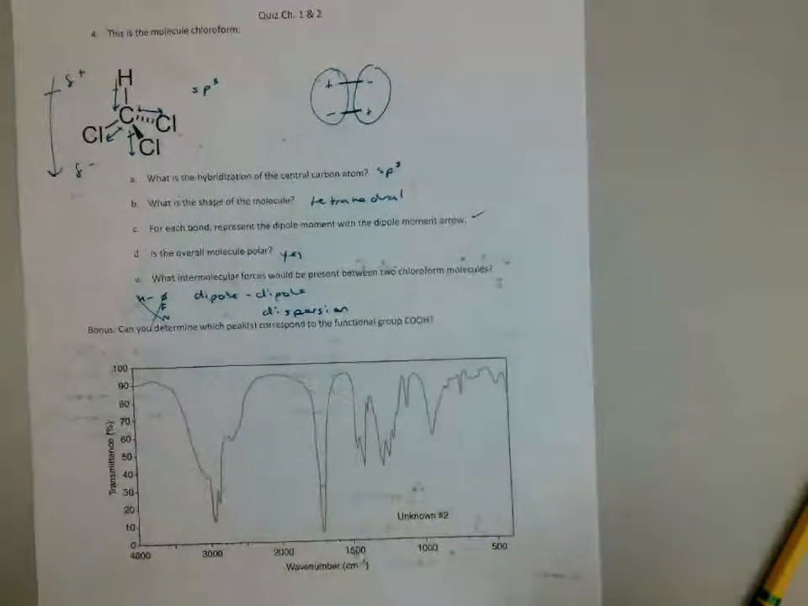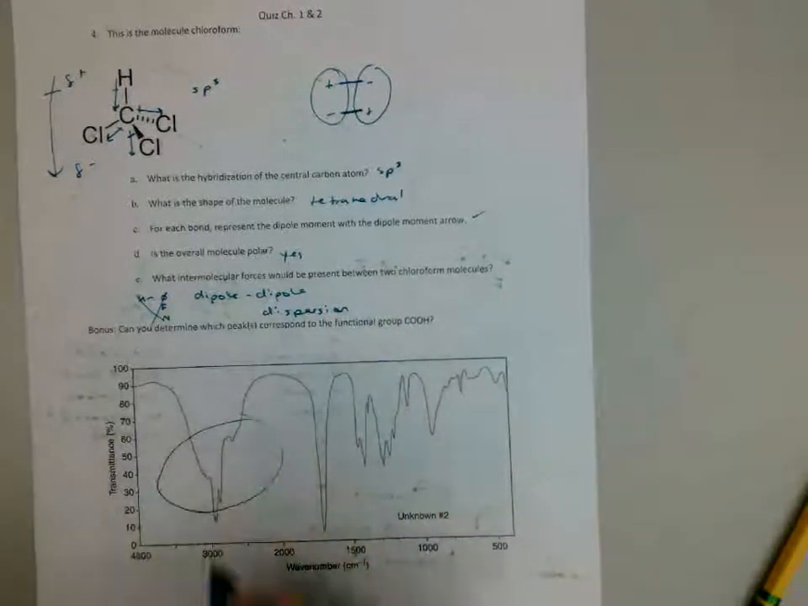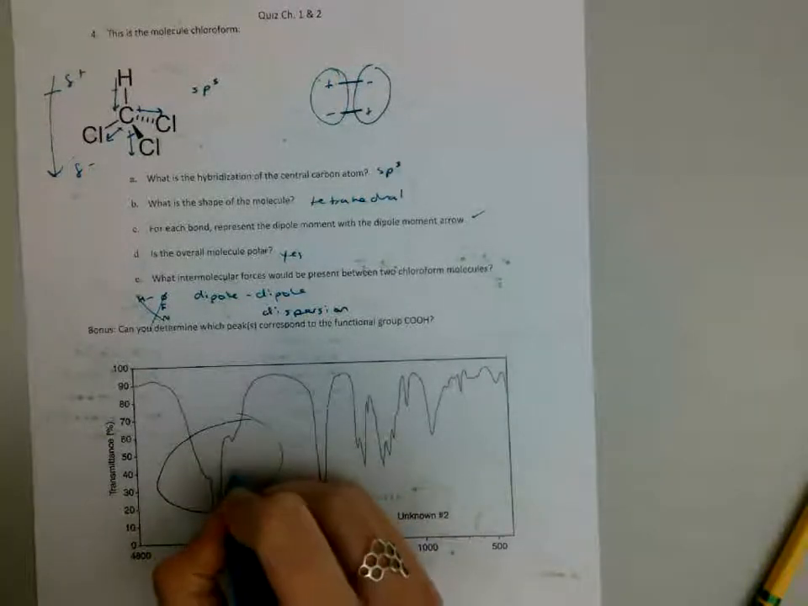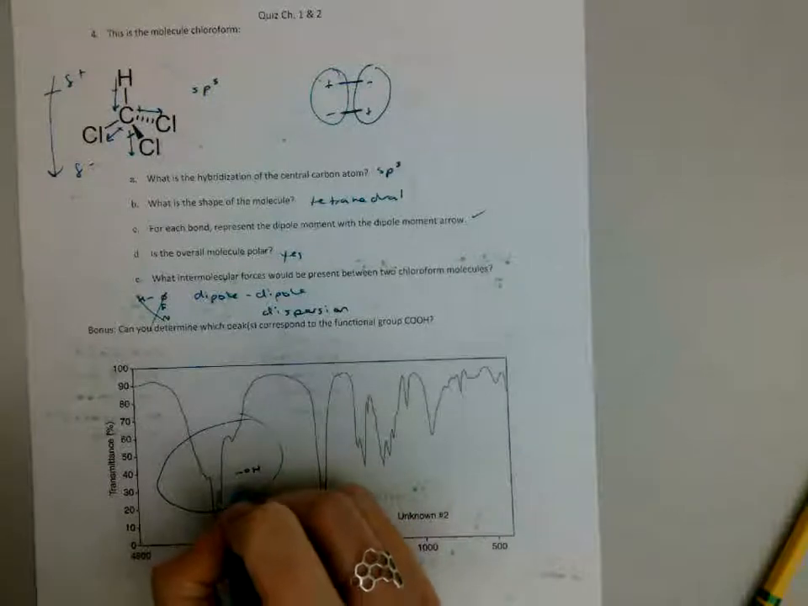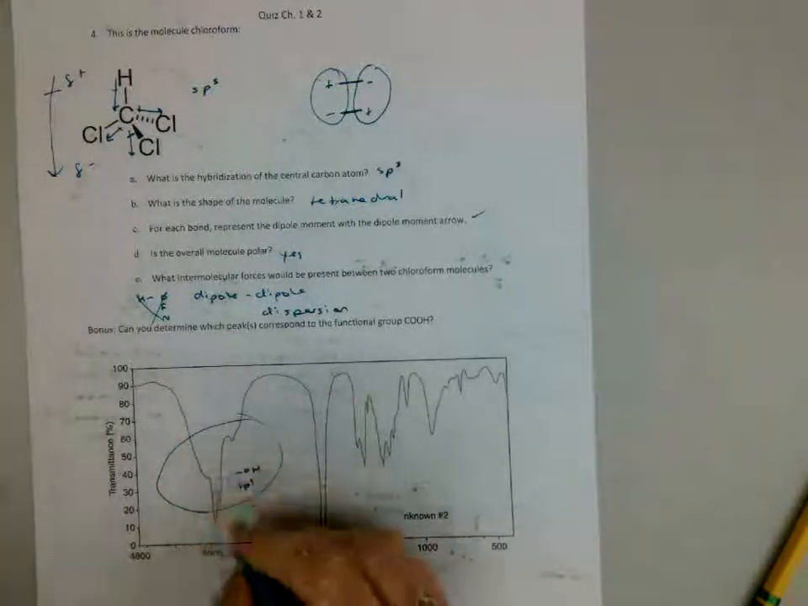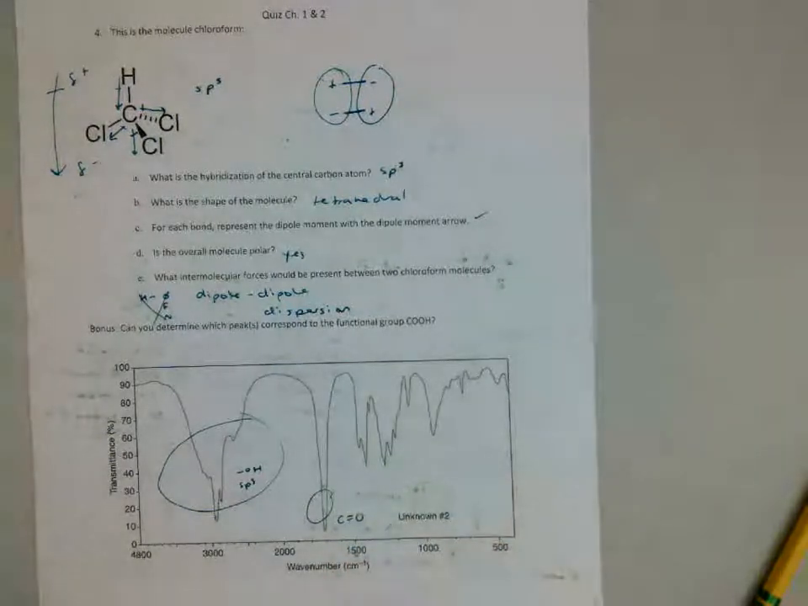So can you determine which peaks correspond to the functional group of carboxylic acid? This is a classic carboxylic acid peak. This is due to the OH here, but also any of the sp3 hybridized hydrogens will come down here. And then this right here is carbon double bonded oxygen. So that is the answer to this quiz.